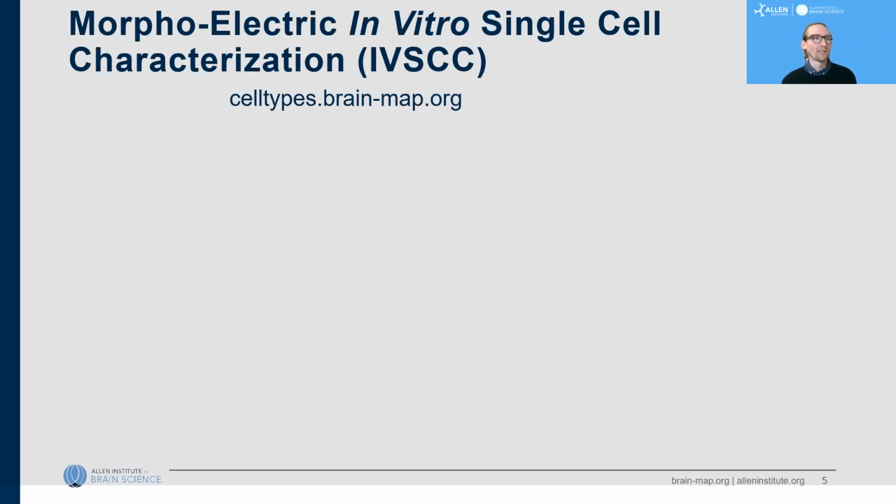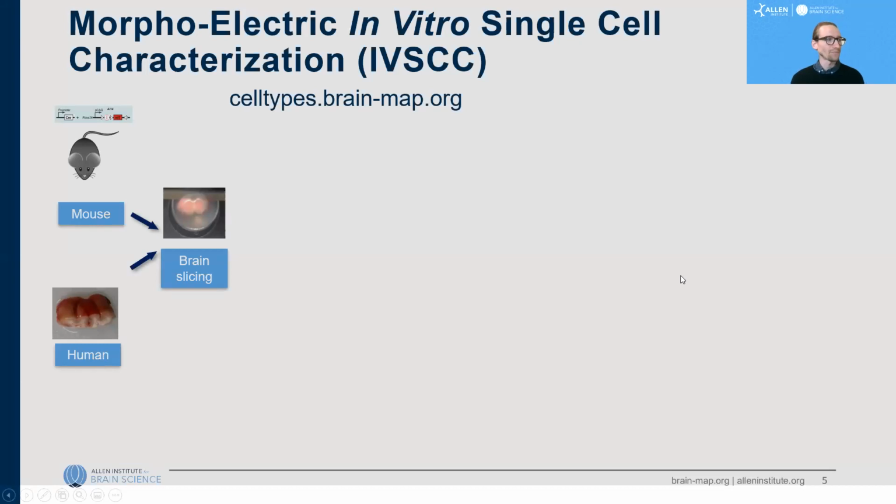This subset of the cell types program we call the in vitro single cell characterization pipeline. So studying the properties of single cells in vitro and focusing on morphological and electrophysiological properties, or morphoelectric. Ashley will be looking at that in her lesson as well. This comes from data from two model organisms. We have a large mouse colony in house that we use to generate tissue that's sliced and then recorded, and we're able to record from single cells.